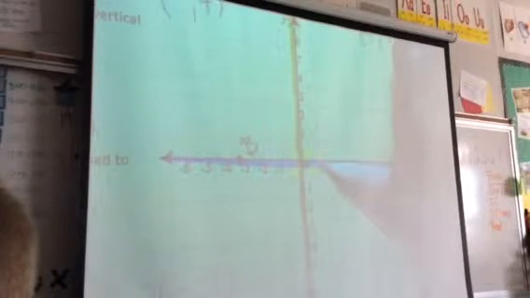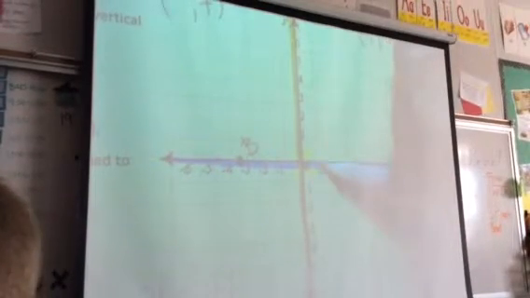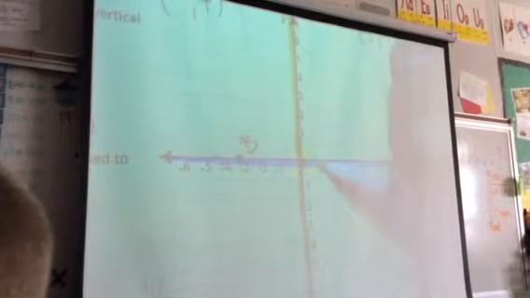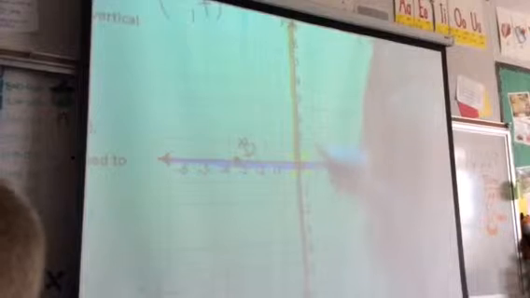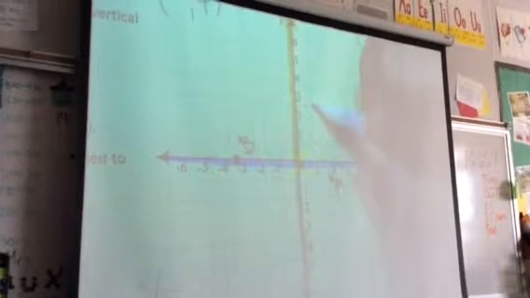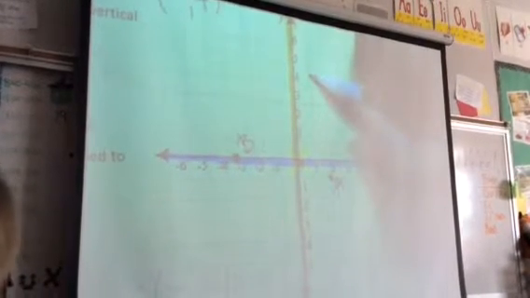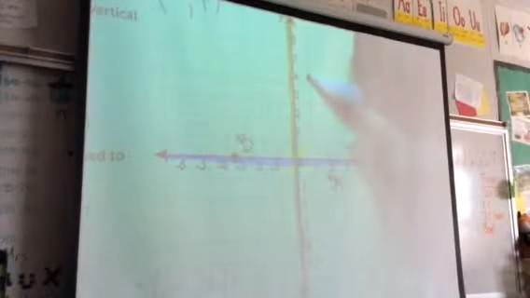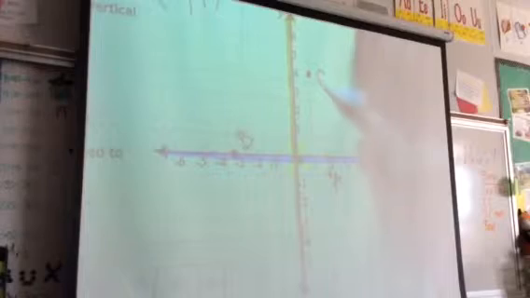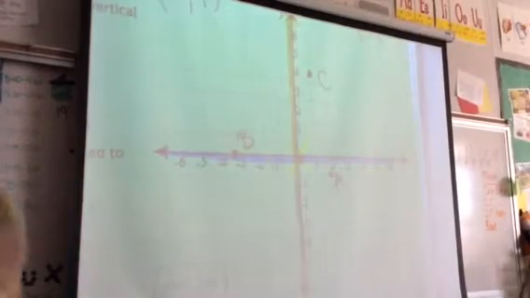How many places? 1. Okay, I'm going to move over 1 time to the right, and then how many times am I going to move up? 4.5. So I'm going to move up 1, 2, 3, 4, and it's going to go between 4 and 5, to 4.5. And that's point C.